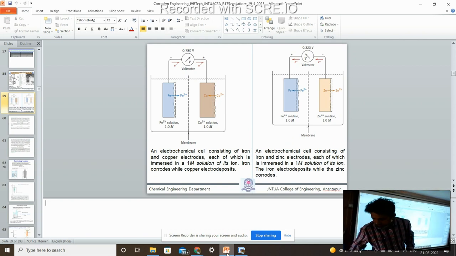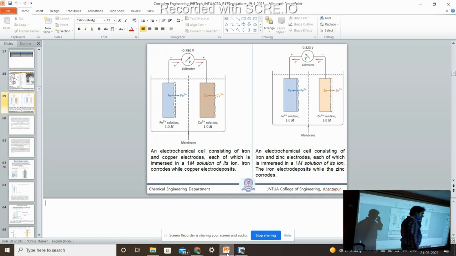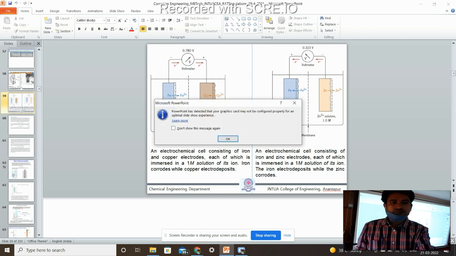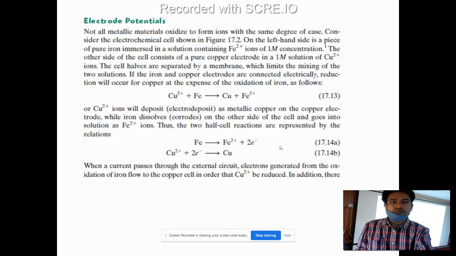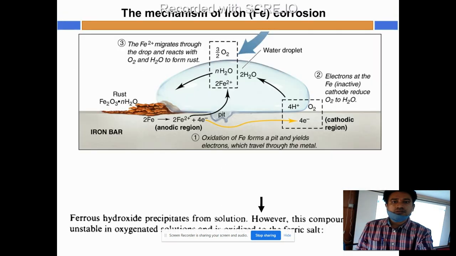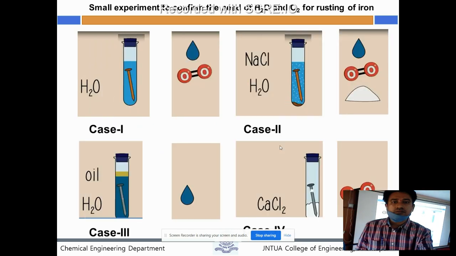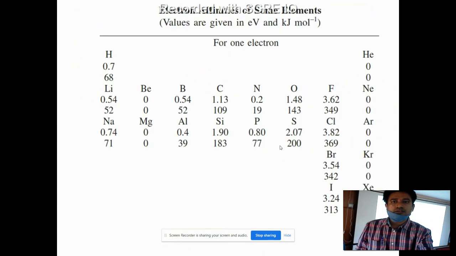So what I discussed in the previous class for this course is we have come across the electrochemical series, wherein the metals' activity is arranged in the decreasing order of the standard reduction potentials. Fine? Have we not discussed that in the previous class? So what I discussed, maybe I can show you. This is what we have discussed.